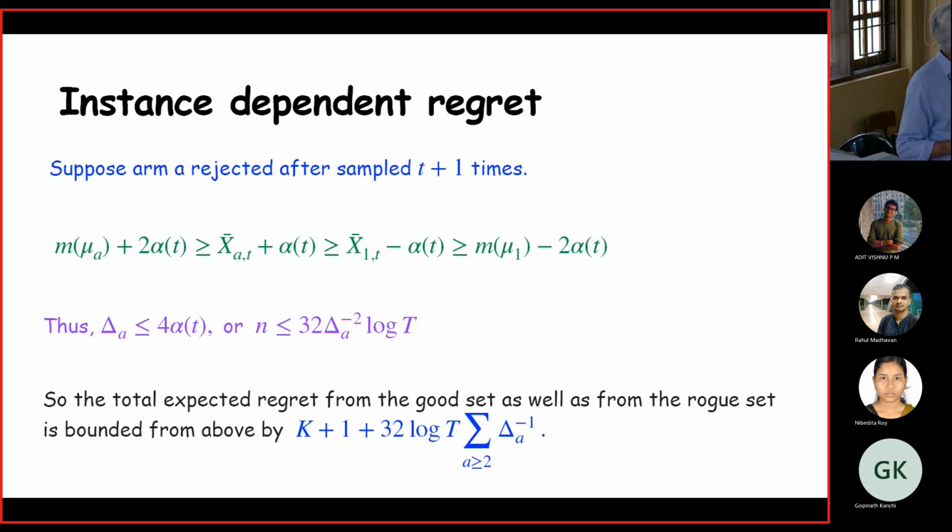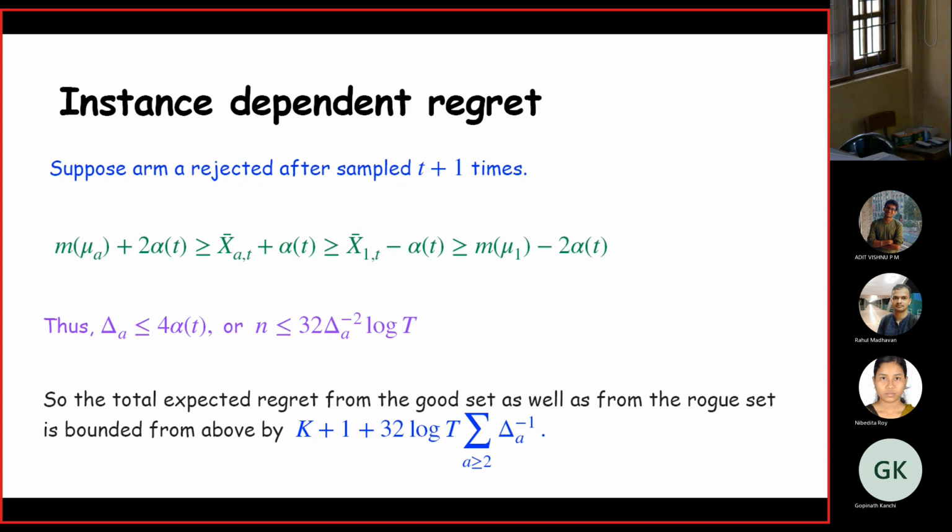So I'm being a little precise, but all I'm saying is that the suboptimal arm, suppose it was rejected after t plus 1 samples were given to it. Then when the tth sample was given, this relationship was true. And that tells me that t must be less than this quantity for each suboptimal arm. And now when I sum it over all the arms, then I get the regret bound.